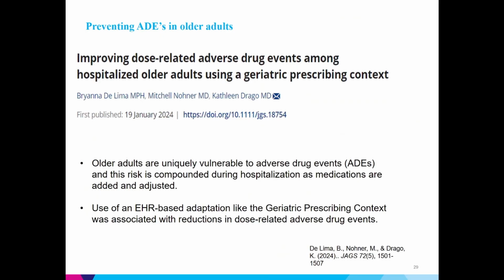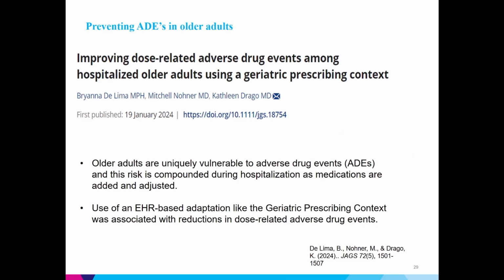While adverse drug events during a hospitalization are serious and yet preventable, there are a number of things that we can do better. In this study, they looked at an intervention, which actually looked at a geriatric prescribing context, right? Really to mitigate the risks of prescribing practices in older adults and the impact of adverse drug events. And certainly by utilizing an electronic medical record that can risk adjust for our older adults, this program was able to reduce the number of dose-related adverse events seen.